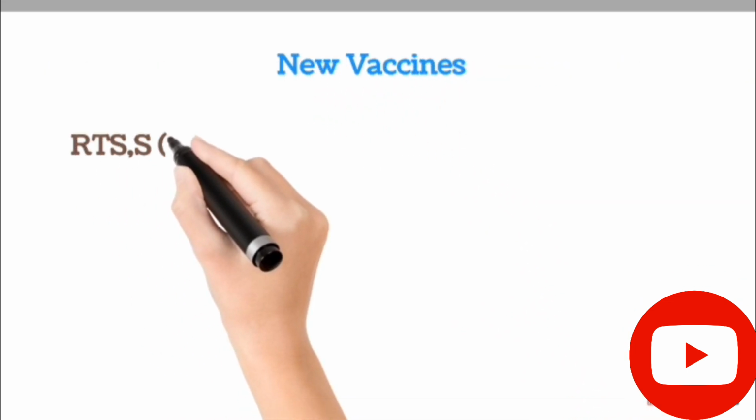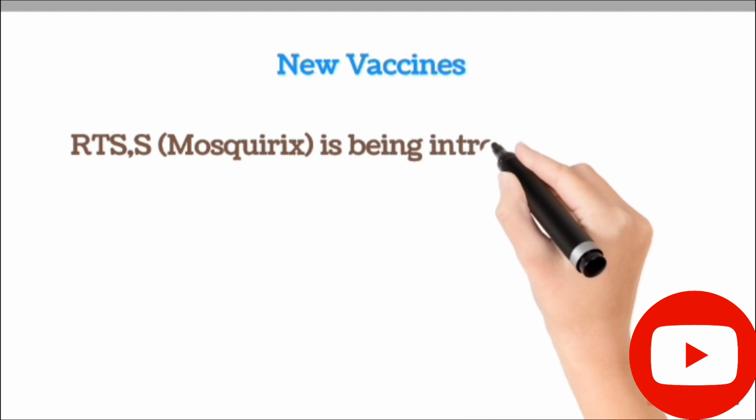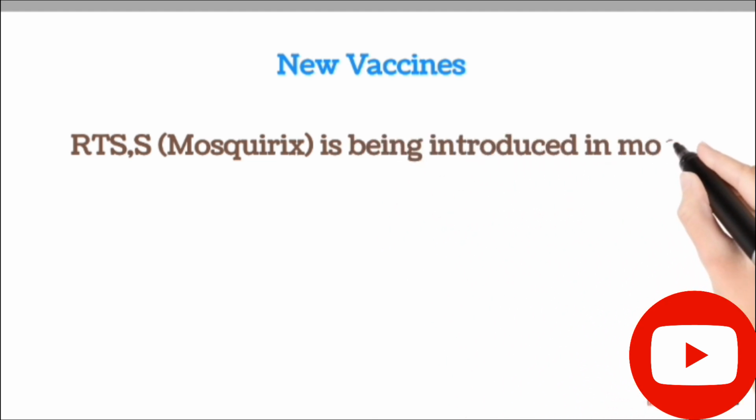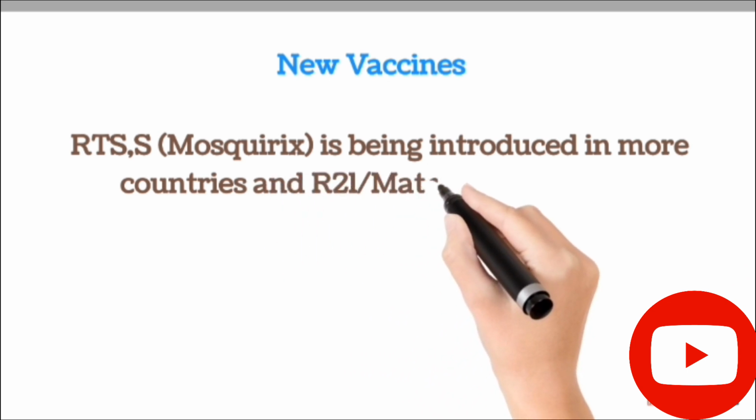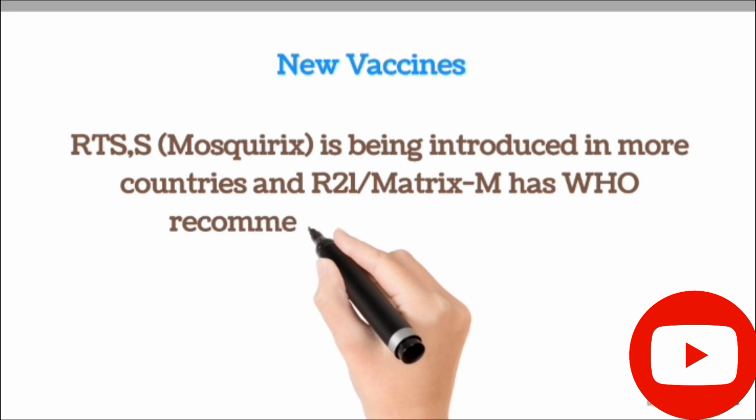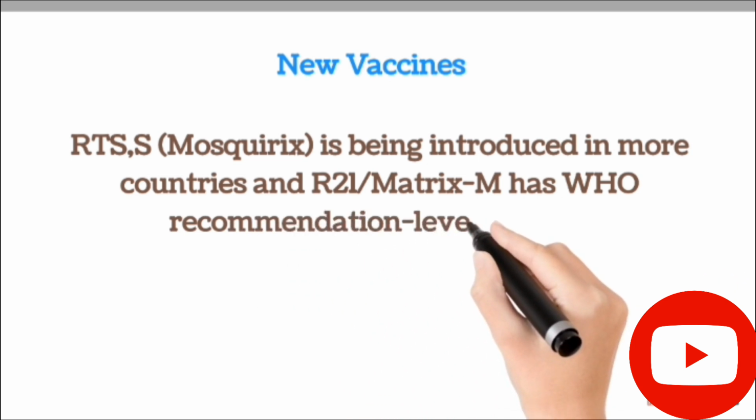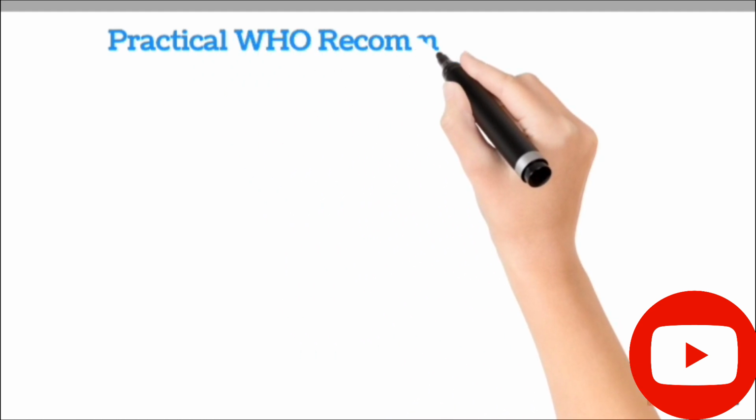Another recent advance is new vaccines. There are two vaccines now developed for malaria prevention. First is RTS,S, also known as Mosquirix. It is being introduced in more countries. And another one is R21/Matrix-M. It has the WHO recommendation.